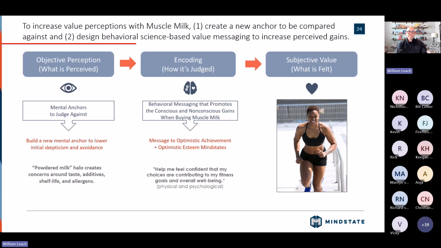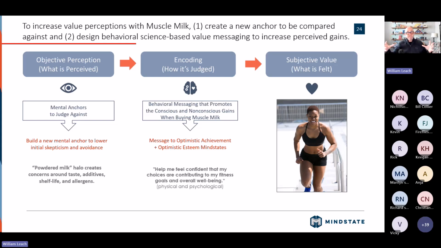If I'm on the Muscle Milk team, I need to create a new initial anchor to lower that avoidance response. Then as it relates to encoding, I want to tap into the optimistic achievement mind state and the optimistic esteem mind state, using those different mind states to message so that they encode my brand around this idea of helping you feel confident that your choices are contributing to fitness goals and overall well-being, the aspirational goals that I told you about.